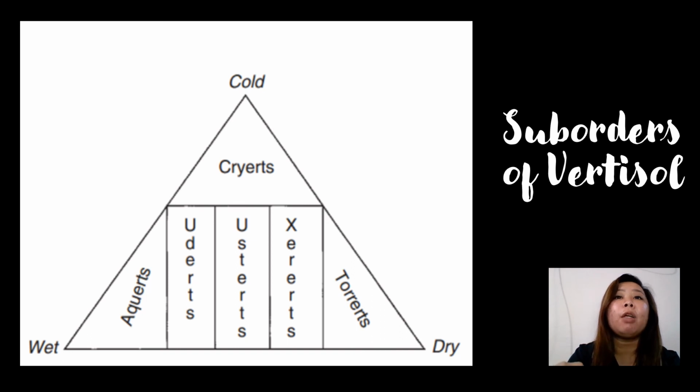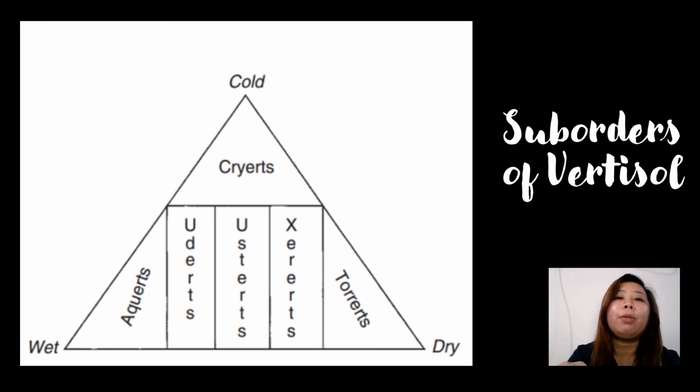And then we have torrerts. So torrerts, unless irrigated, have cracks that are closed for less than 60 consecutive days when the soil temperature at 50 centimeters is above 8 degrees Celsius. And then we have the usterts. Usterts, again, unless irrigated, have cracks that are open for at least 90 cumulative days per year. And then the uderts, these soils have cracks that are open less than 90 cumulative days per year and less than 60 consecutive days during summer.